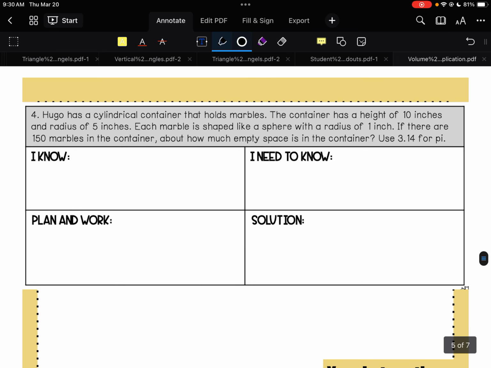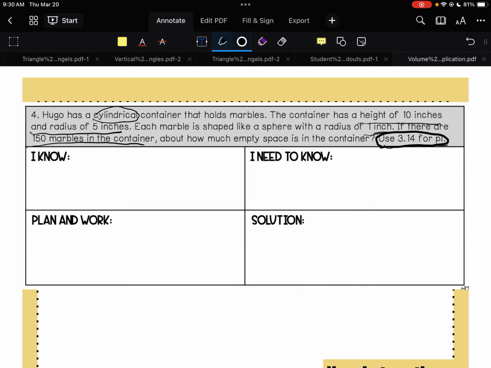Right. Hugo has a cylindrical container that holds marbles. It has a height of 10 inches and a radius of 5. Each marble is shaped like a sphere, 1 inch. If there are 150 marbles in the container, about how much space is used for the container? So this one has a lot of steps. And this one says specifically use 3.14 pi.